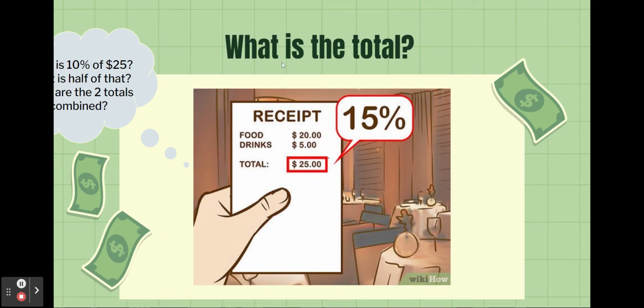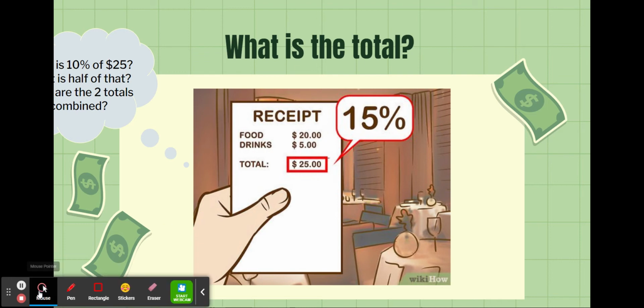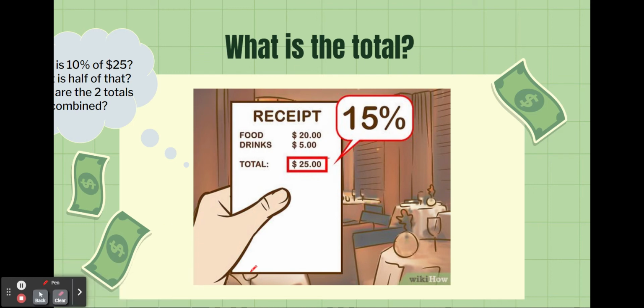Here, the question is, what is the total? So your food receipt came to $25, and you want to leave a 15% tip. Since we want to figure out what 15% is, a good place to start, a benchmark that I like to use, is 10%. Since 10% is taking a tenth of the number, all we have to do is move the decimal to the left one place.